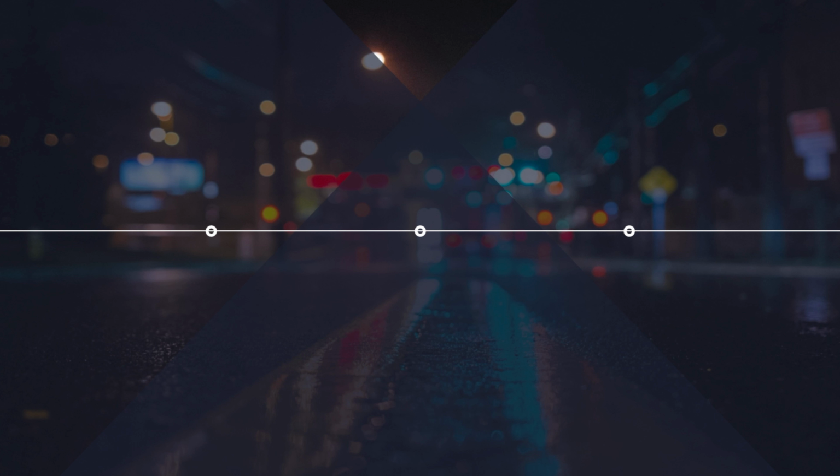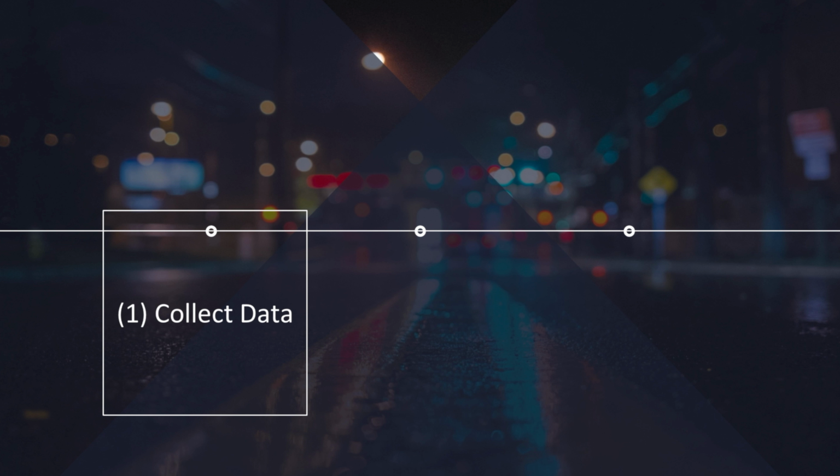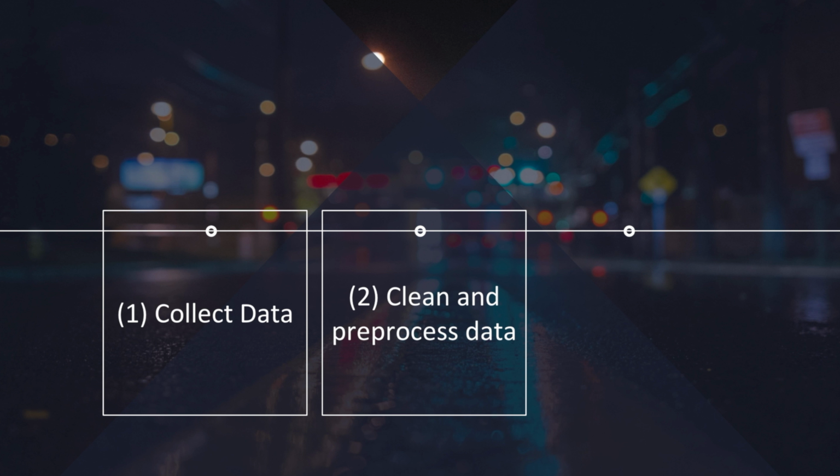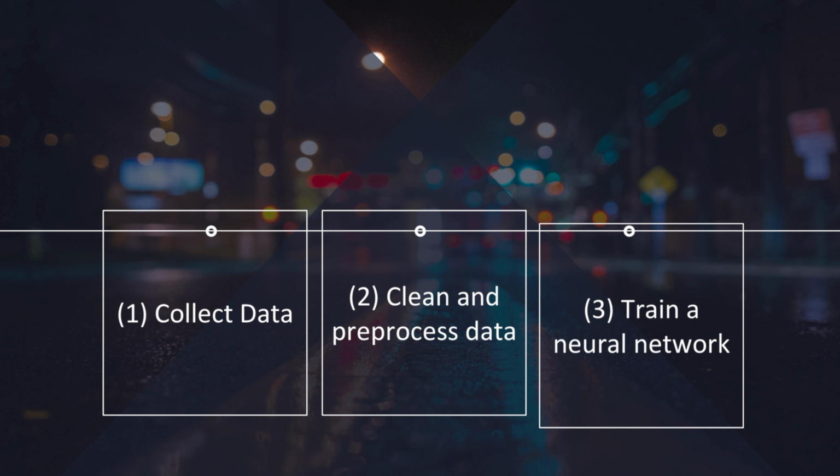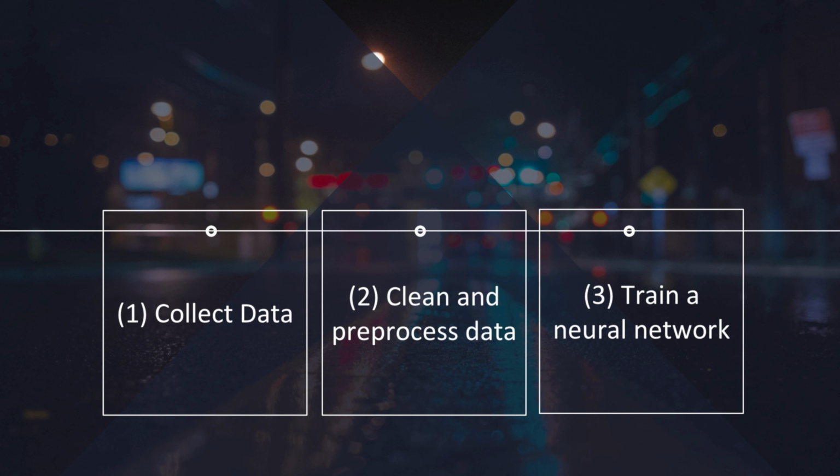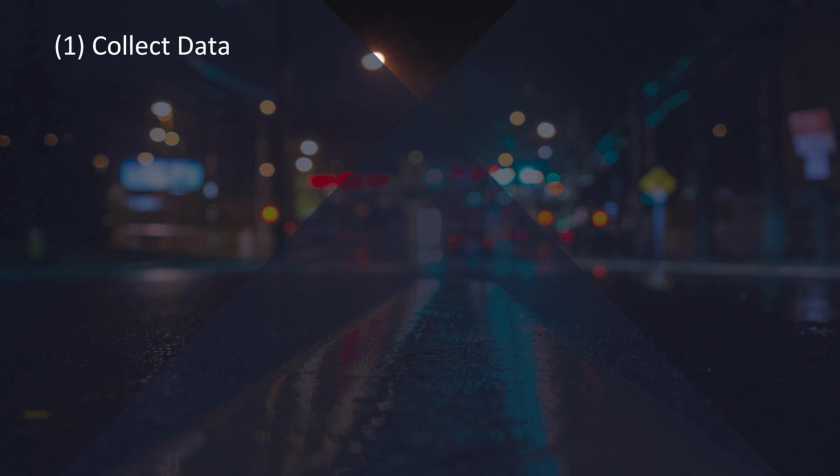Well, there are three main steps. One, we need to collect data of roads at nighttime. Two, we need to clean, label, and pre-process the data. And three, we're going to use machine learning to train a neural network to perform the task of object detection using this data. So, for the task of collecting data, we both use roadside cameras and car-mounted cameras at nighttime.